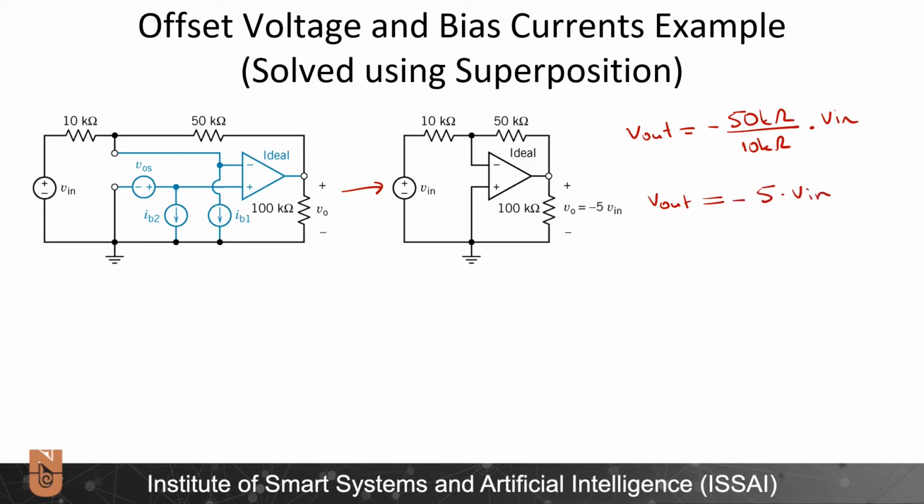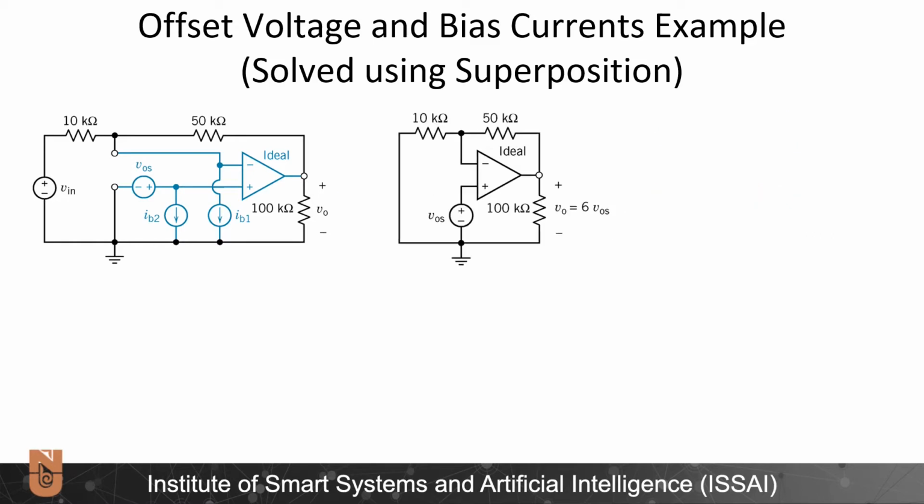Now we will need to find the output of the circuit for the input VOS and for the input IB1 and IB2. In the first step, we solved the circuit for the input Vin. Now I will solve the circuit for the input VOS by short circuiting the Vin and open circuiting the IB1 and IB2.